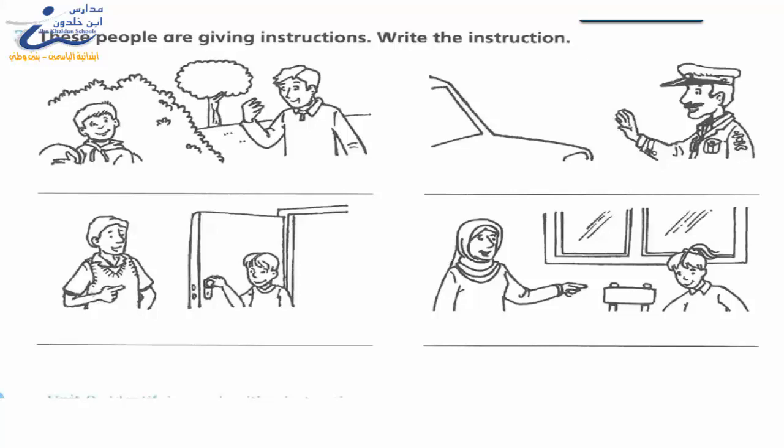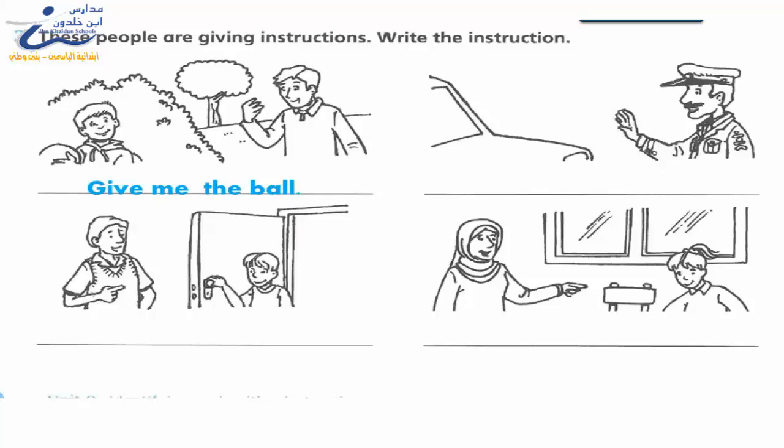Who can tell me the sentence or the instructions in the first picture? You can see a boy holding a ball, and there is a man, maybe his dad, asking him to do something. What do you think he's asking him to do? Okay, maybe he says, give me the ball. Or you can use another sentence, throw the ball.